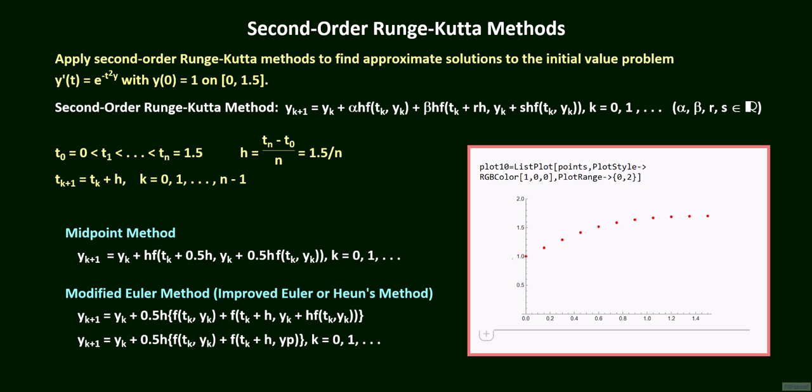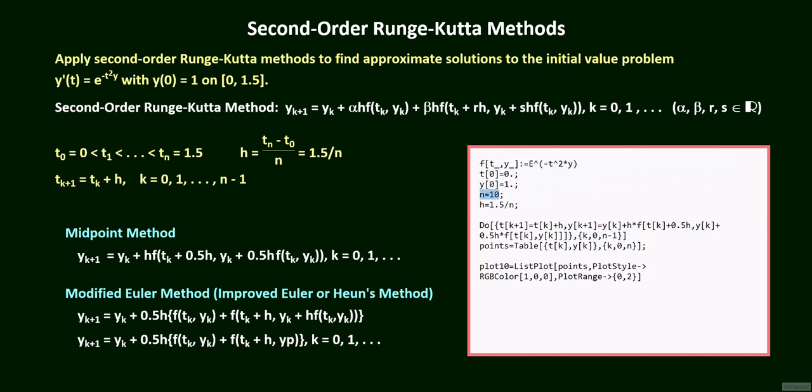For comparison, let us increase n from n equals 10 to n equals 100. We call the new plot plot 100. This time we color the points blue, so it's 0 for red, 0 for green, and 1 for blue.